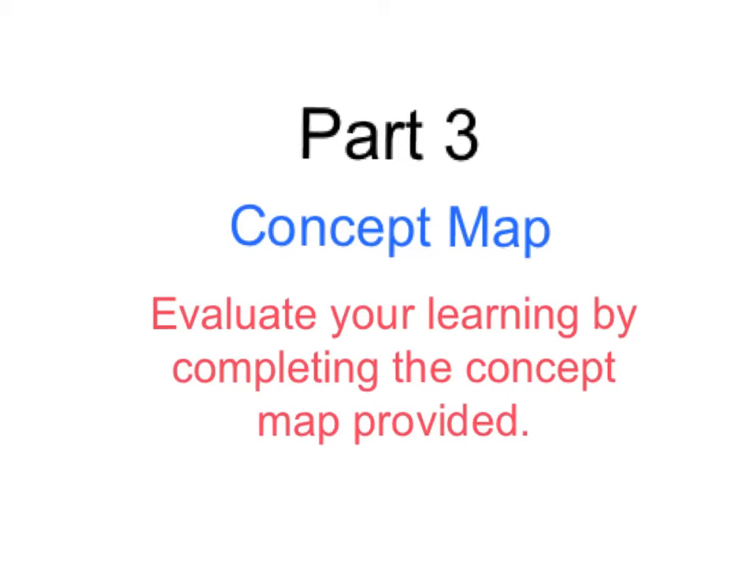At this time, you should have completed Parts 1 and 2 of this activity option. That means you should have submitted your Moodle quiz and you should have recorded that score on the piece of notebook paper that you have on your desk. In Part 3, you will be completing a concept map.